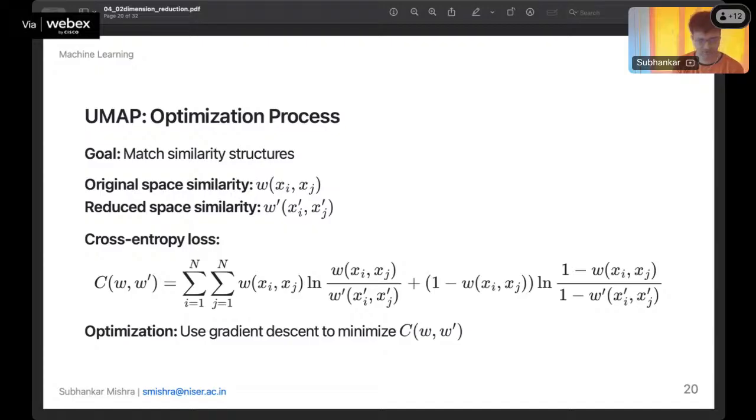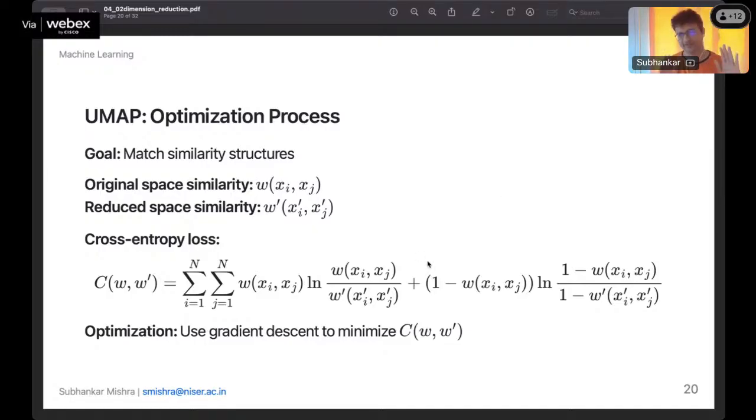Then we can use something called cross entropy loss. We will discuss loss functions a little more in later classes. But this cross entropy loss is very similar to the one in logistic regression. I hope you remember, the maximum likelihood function. If you look at this, it is basically the log likelihood function: w of xi and xj times log of this by this, plus 1 minus this times log of 1 minus this. It's very similar to that function, and likelihood and cross entropy are basically the same.